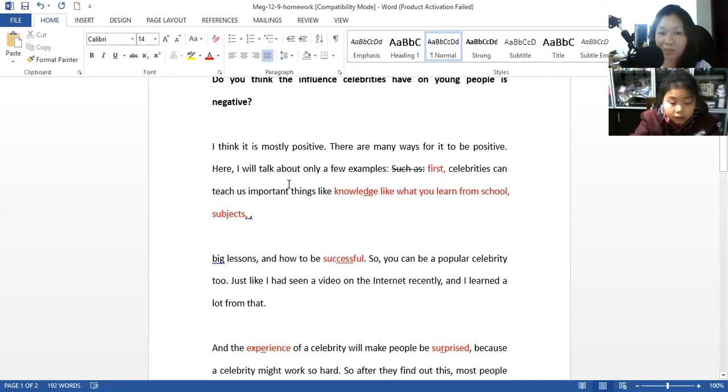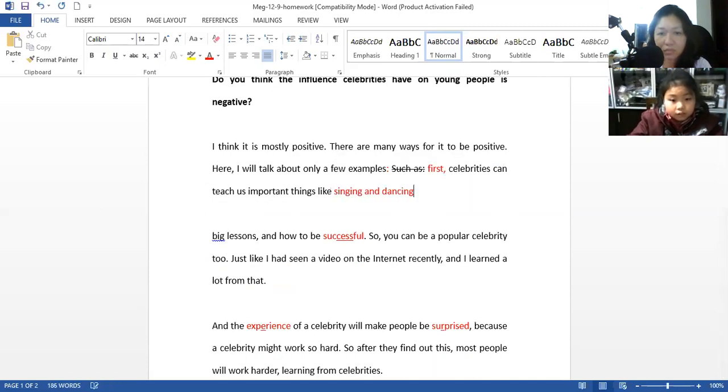Celebrities can teach us important things like singing and dancing. Okay, so now let's try to qualify this. Although you're right that singing and dancing can be important, important is not the best adjective for singing and dancing. Do you understand what I mean, Meg? Yes. When you talk about singing and dancing, important is not the first word that comes to mind to describe it. So could you change important into another word?